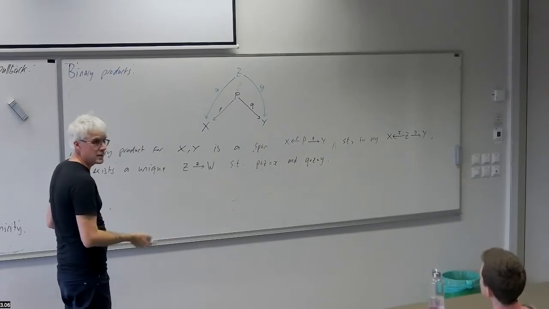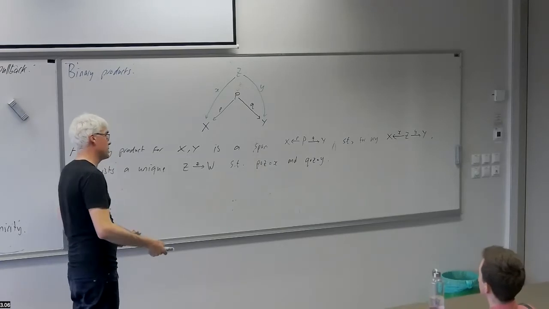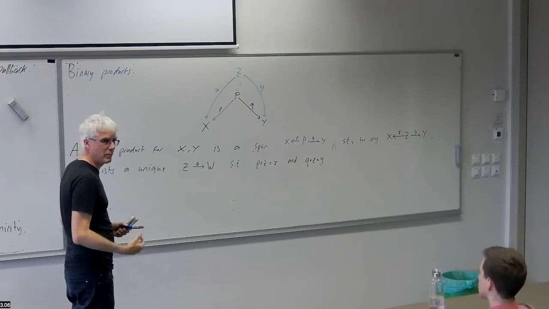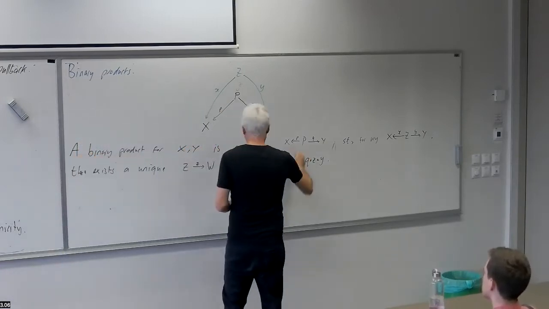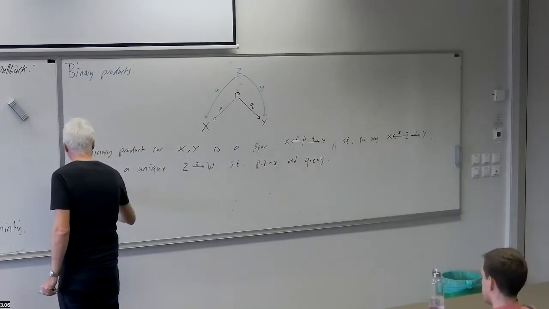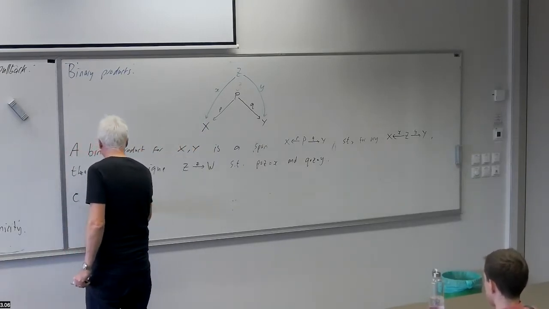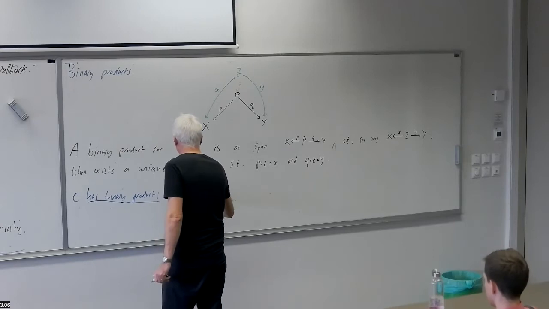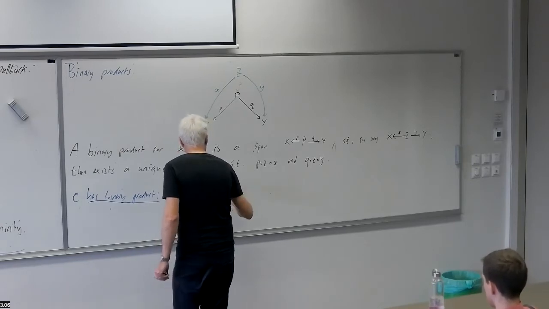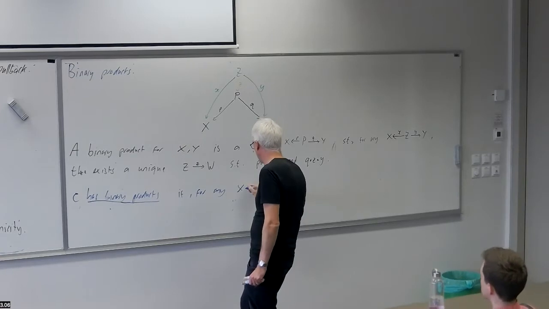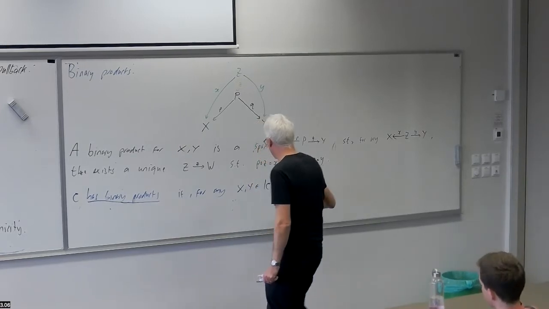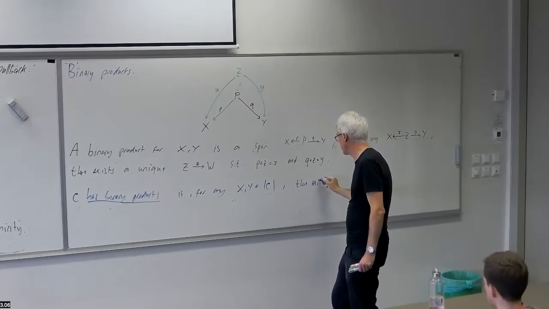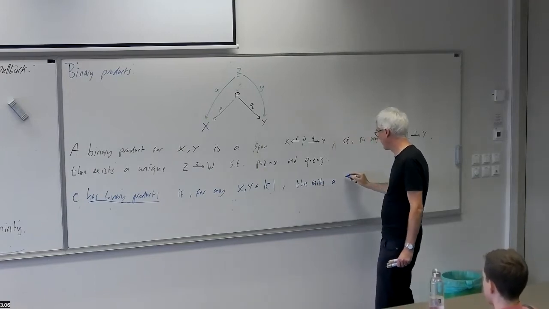Just like we say a category has pullbacks if for any cospan there exists a pullback span, we say the category has binary products if for any pair of objects there exists such a product span. So C has binary products if for any pair X, Y in the objects of C, there exists a product span as above.